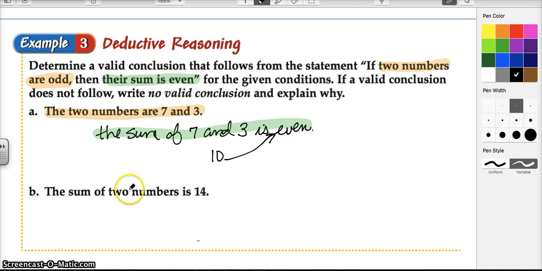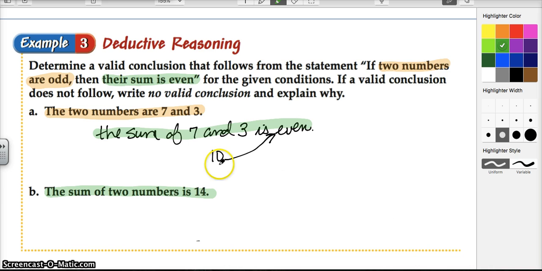Now it says the sum of the two numbers is 14. Here, when we talk about the sum, we realize that we're looking at the conclusion. Does this conclusion give me any power over the hypothesis? I'm not sure. I don't think so.